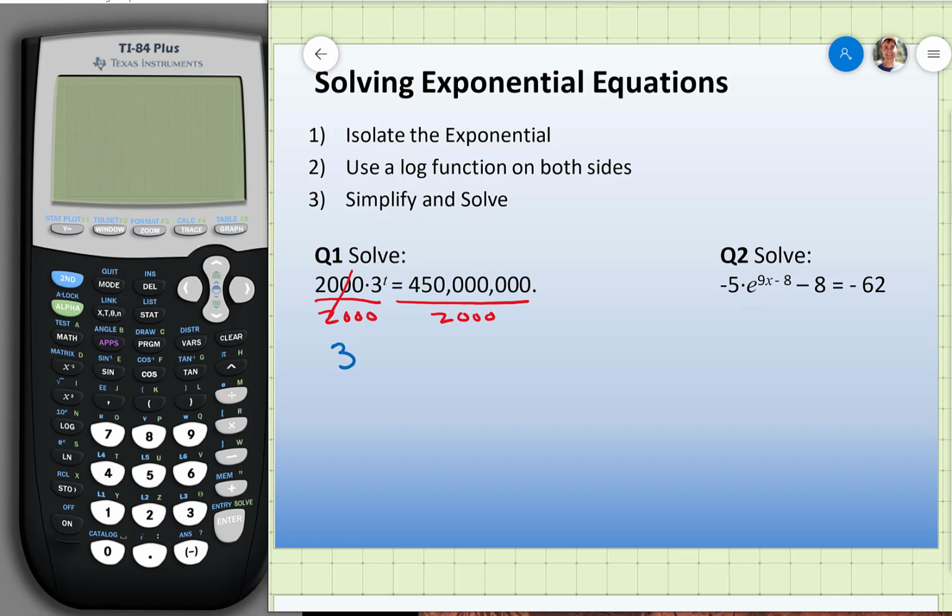So we're going to get 3 to the t power equals 225,000. Now I'm thinking about how we're going to get t by itself when t is unknown and stuck in the exponent. And that's where we've accomplished this step. So if we've isolated the exponential, then we can use a logarithm on both sides. So what I'm going to do is I'm going to put the log function on both sides. It's kind of like dividing on both sides.